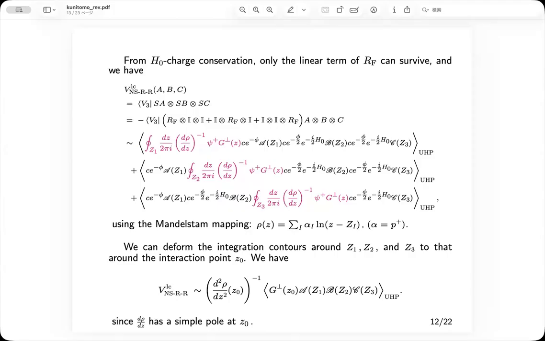Here, the contour of the transformation is originally just around each vertex operator, but we can deform these integration contours around each vertex point to one around the interaction point, which we call zero. The interaction point is given by the zeros of d rho dz. So the factor d rho dz inverse gives a pole at the interaction point, and the integration picks up the interaction point operator. Then the three-string interaction has this form. This is just a genuine transverse field with a supercurrent insertion at the interaction point.